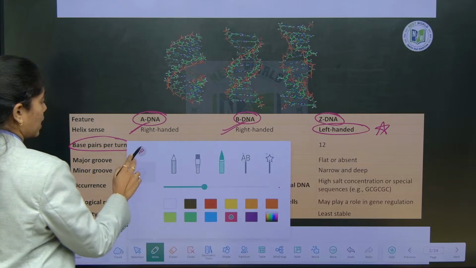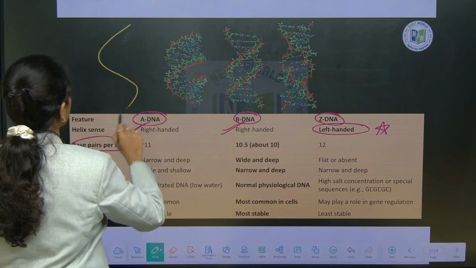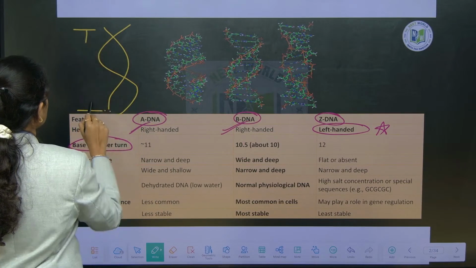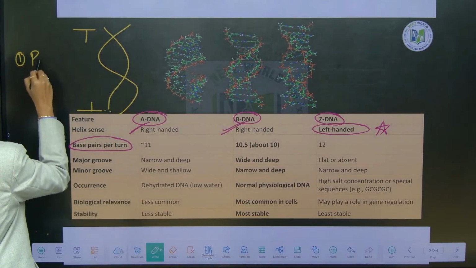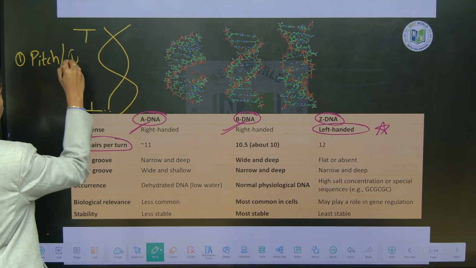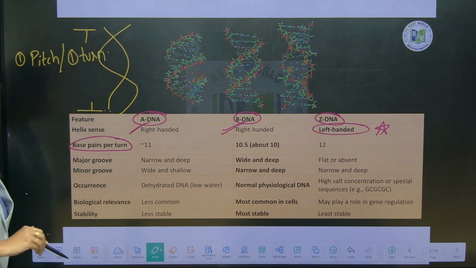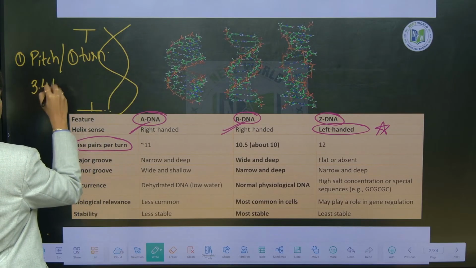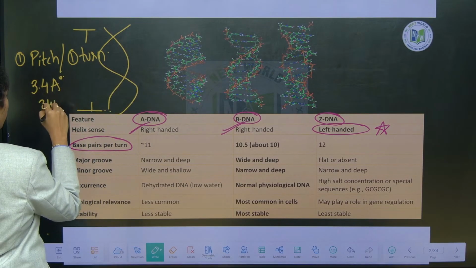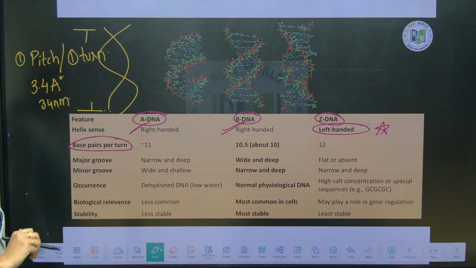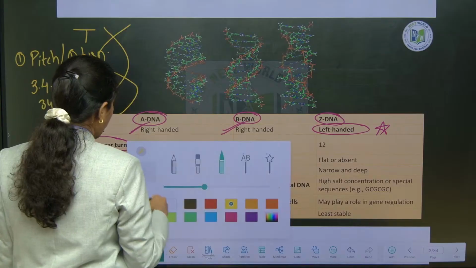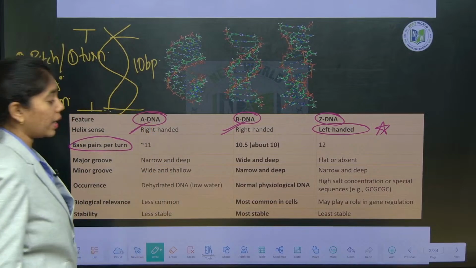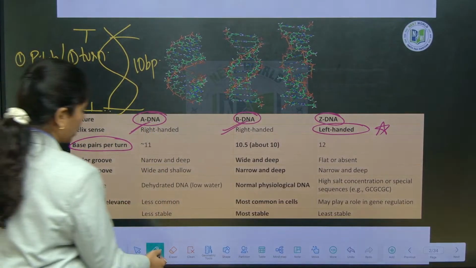Next, it is most important to know base pairs per turn. This is one complete turn of DNA, which is addressed as one pitch or one turn. One pitch or one turn of DNA will have 33.4 angstroms or 3.4 nanometers length of DNA. In B type DNA, approximately it will have 10 base pairs in one complete turn of DNA.